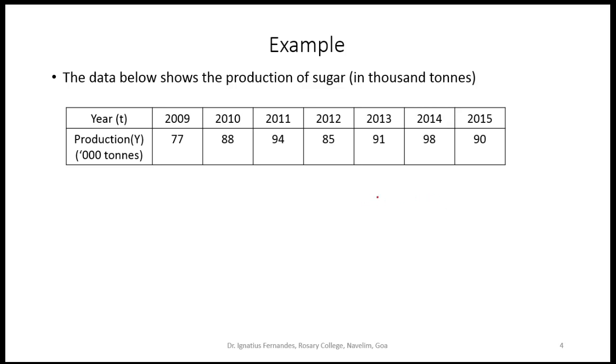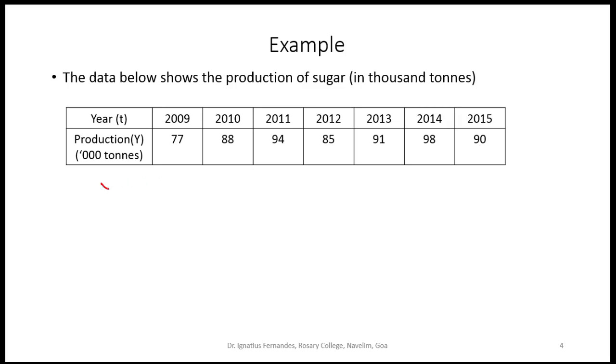The data here shows the production of sugar in 1000 tons from 2009 to 2015. So the year t is from 2009 to 2015, and the production y values are 77, 88, 94, 85, 91, 98 and 90. I want to fit a line to this data using the method of least squares.